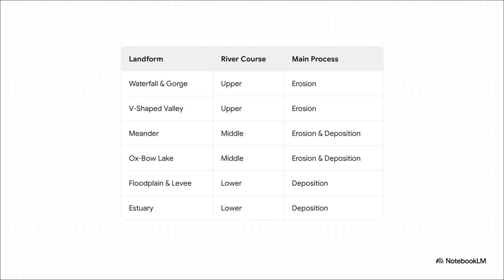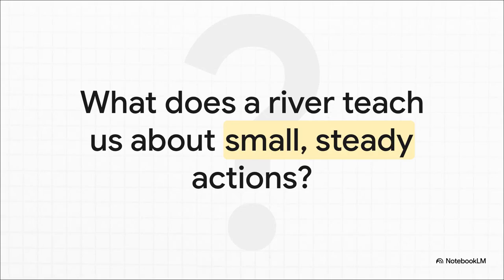Up in the upper course, it's all about pure, powerful erosion, which gives us waterfalls, gorges, and V-shaped valleys. Then in the middle course, it's that balance of erosion and deposition that creates meanders and then oxbow lakes. And finally, in the lower course, deposition takes over completely, building up floodplains, levees, and estuaries. So from carving rock to carrying silt to building land, it's all part of this constant, beautiful cycle.